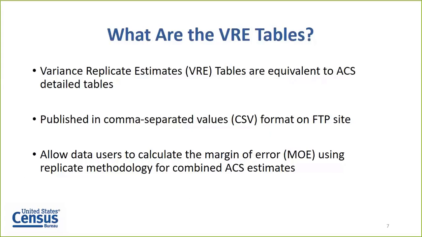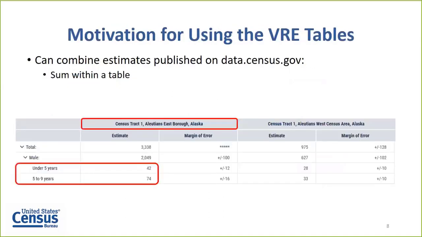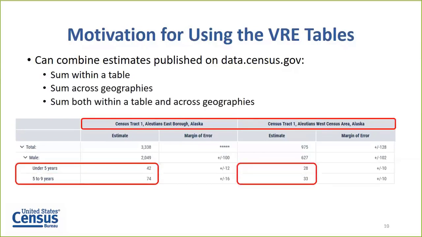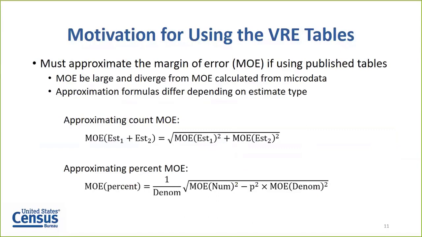You may then combine estimates and then calculate the margin of error using the same replicate methodology that the ACS uses to calculate margins of error that are seen on data.census.gov. As I just said, you may wish to combine published estimates to create your own estimates. You can combine estimates within a table, across geographies, or both within a table and across geographies. When you do so, you will have to calculate the margin of error.